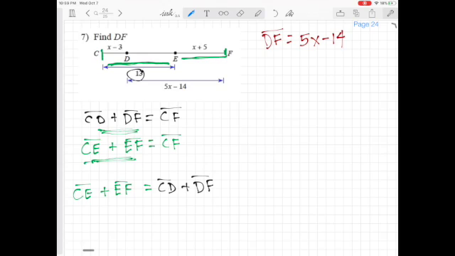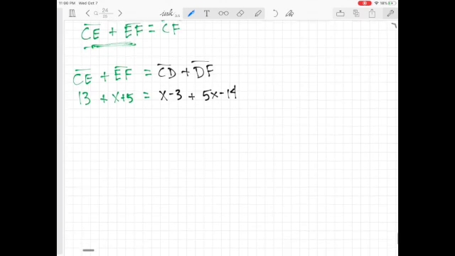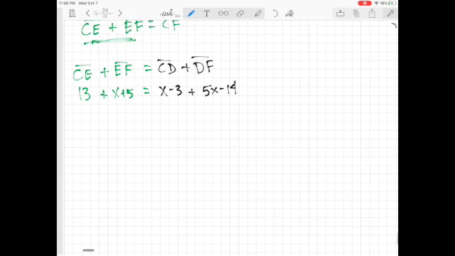And now I can start to plug in what we know. So CE, that's this one, plus EF is x plus 5. And that equals CD, which is x minus 3, and DF is 5x minus 14. So now we've got to combine like terms and solve.